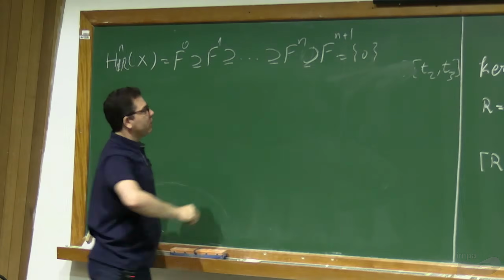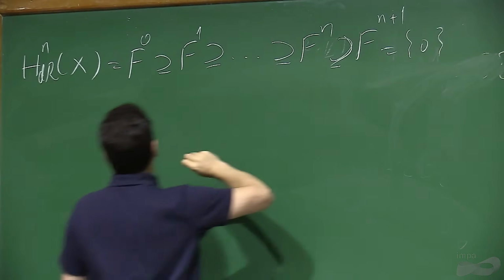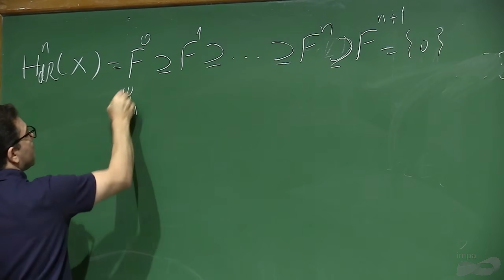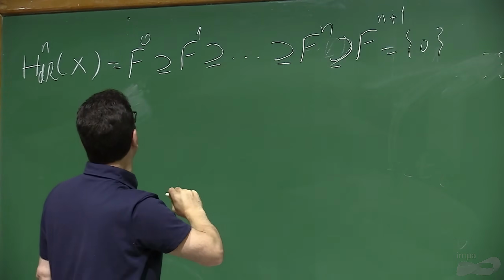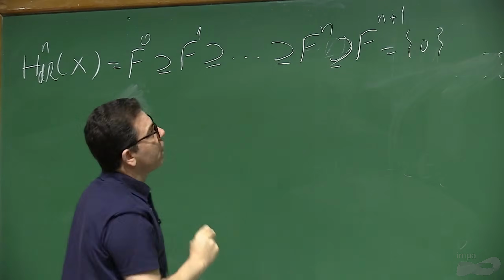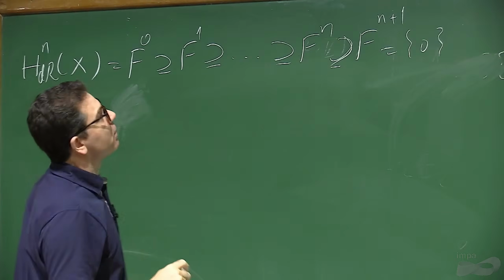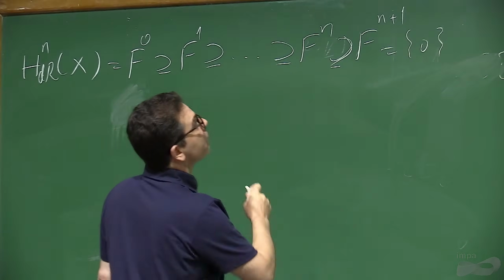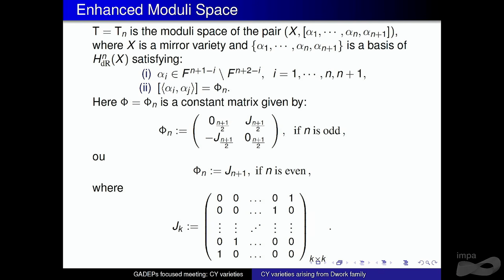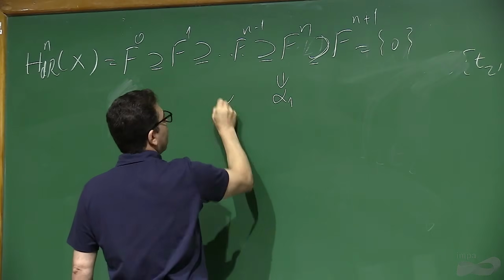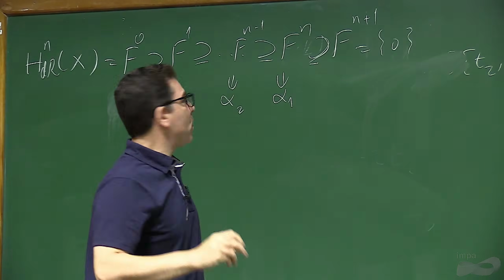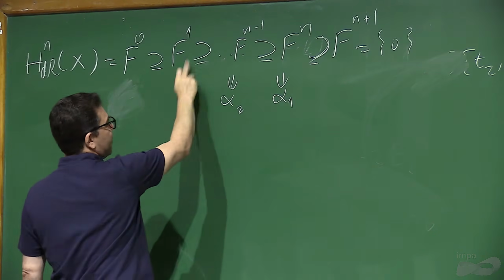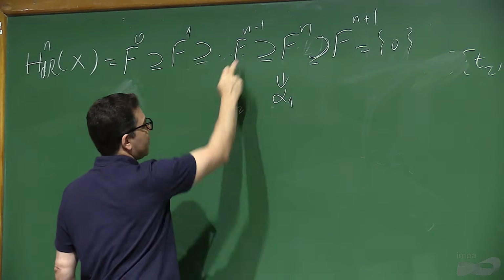So any alpha 1 is here. Sorry, alpha it belongs to any Fn plus 1 minus I. So alpha 1 is here, yeah. Then alpha 2 is here, but it's not here. Sorry, it's here, but it's not in the next one. Alpha 1 is not here.